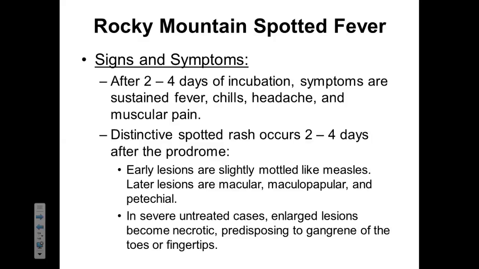These early lesions are very small and are mottled, just like a case of measles. However, as the disease progresses, the lesions are going to continue to grow and become macular, maculopapular, and petechial. In particularly bad untreated cases, these enlarged lesions can actually become necrotic, so the tissue can start to die, and this will predispose the patient to the development of gangrene within their toes or fingertips.